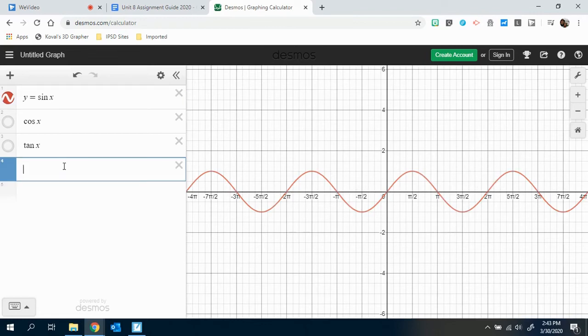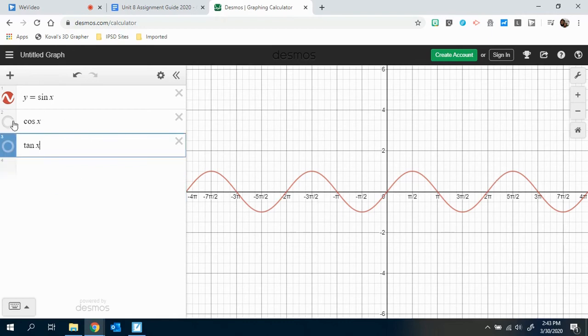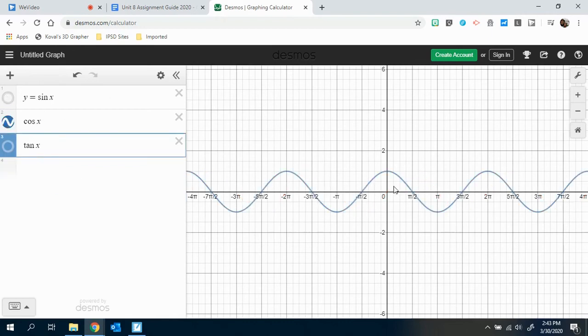What if I plot pi over 6 for the x, that's the angle. I know that the sine is 1/2. Well, what if I have a coterminal angle, like 13 pi over 6? I should end up at 1/2 again. So notice that this continues to go on and on forever. Likewise with cosine of x or tangent of x.